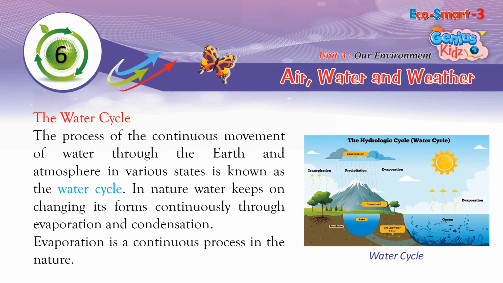The water cycle. The process of the continuous movement of water through the earth and atmosphere in various states is known as the water cycle. In nature, water keeps on changing its forms continuously through evaporation and condensation. Evaporation is a continuous process in nature.